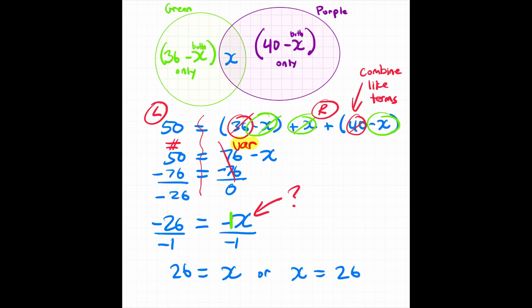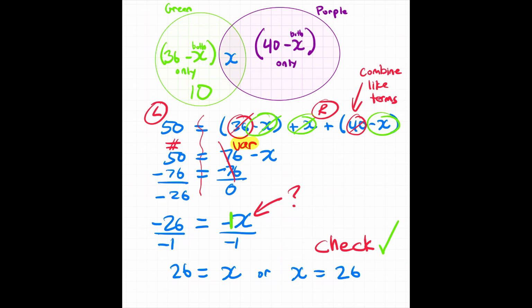So last thing we need to do is check. We need to check if this is correct. How do I know that 26 is right? Okay, well, we're going to go back up to the top. And remember, x is equal to 26. So if I've calculated x is 26, the only green is 36 minus x, which is 36 minus 26, which is going to be 10.